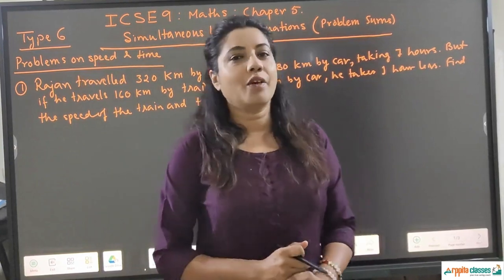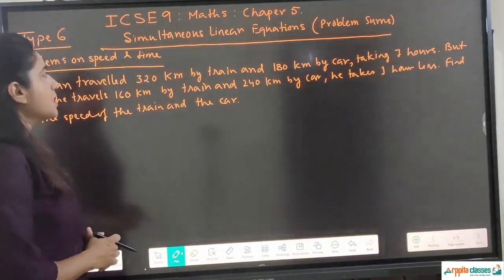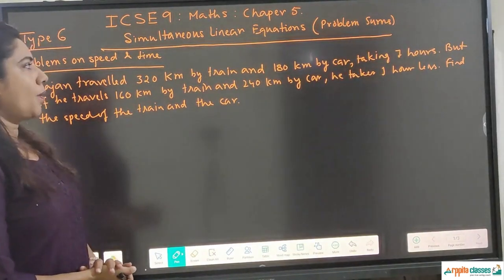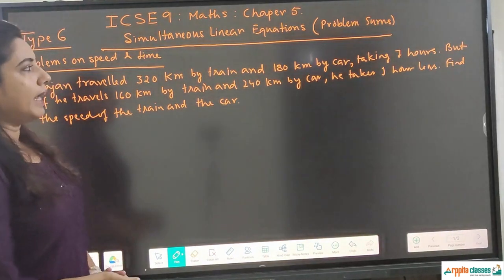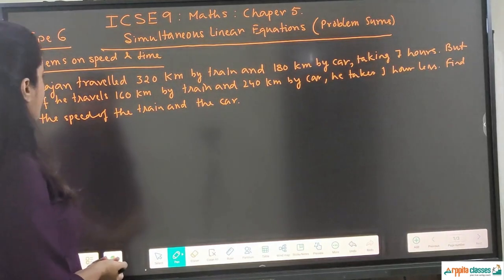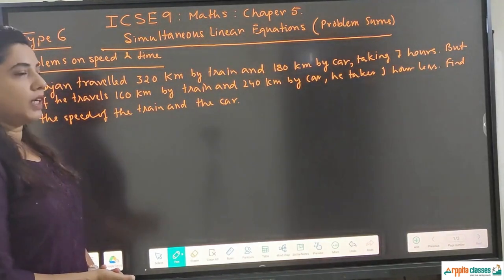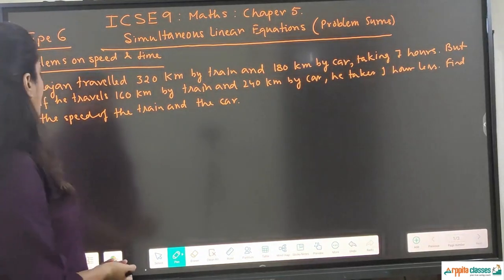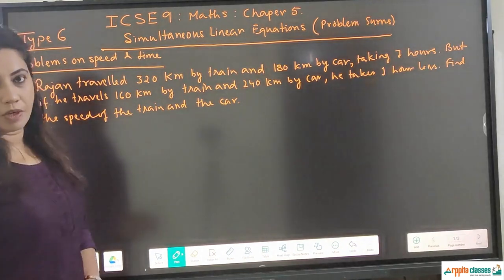Let's get started. The first sum based on speed and time. Rajan travelled 320 km by train and 180 km by car, taking 7 hours. But if he travels 160 km by train and 240 km by car, he takes 1 hour less. Find the speed of the train and speed of the car.